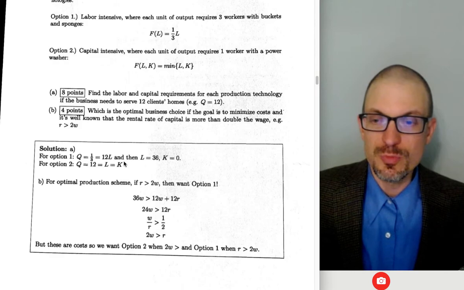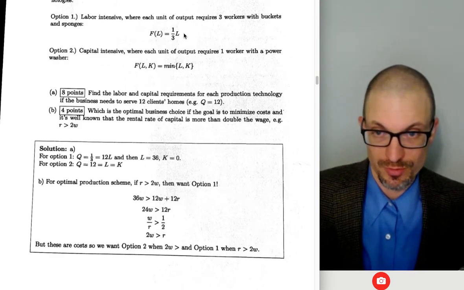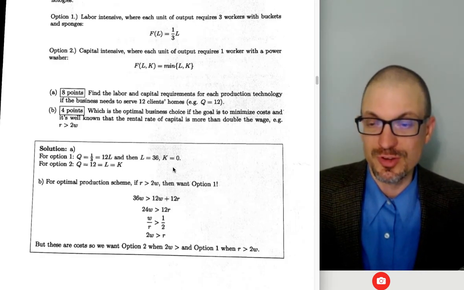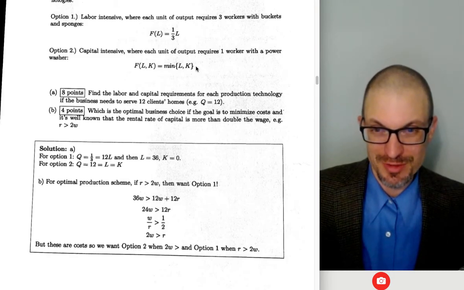So the first part's super easy, right? We want to think about what we need to be able to do 12 homes. If output is 12, then 1/3 L equals 12, or L is 36, and of course this isn't using any capital, so K would be 0. And then if output is 12, L and K both have to be 12 to be efficient, otherwise we're not minimizing costs.